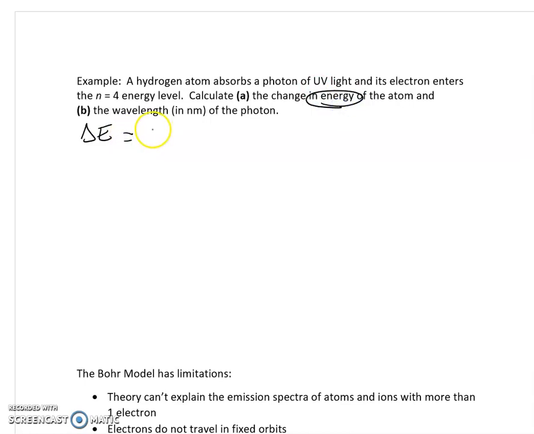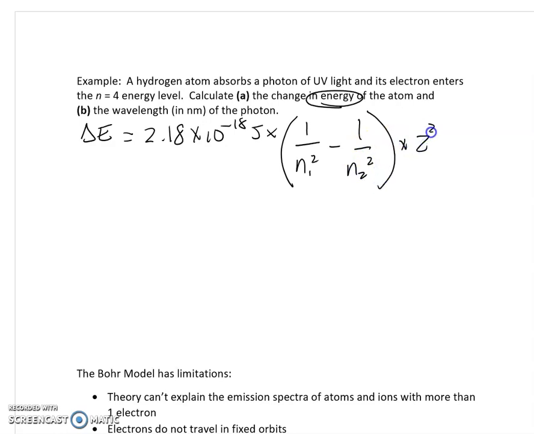So change in E equals 2.18 times 10 to the negative 18 joules times 1 over n1 squared minus 1 over n2 squared, times Z squared. So this was our Rydberg, but we care about energy. So what should the energy be? We should hope to get joules out. And so with this formula now, let's just go ahead and plug everything in.